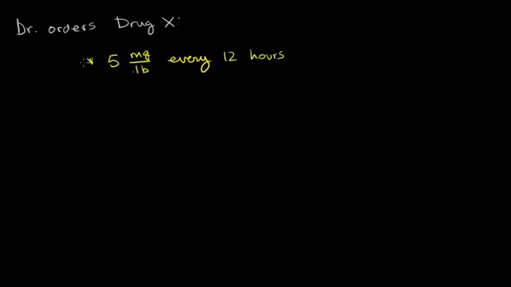The doctor orders drug X. And this is the dosage that the doctor's requesting. They're saying 5 milligrams of our drug per pound of patient weight every 12 hours. This is what we're supposed to do.